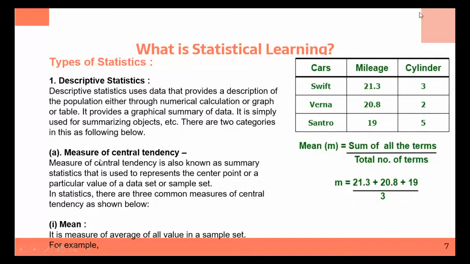So what we say, mean, is a measure of central tendency. It is also known as summary statistics. Summary statistics explains the statistics that are used to represent a central or center point or particular value of a data set or a sample data.